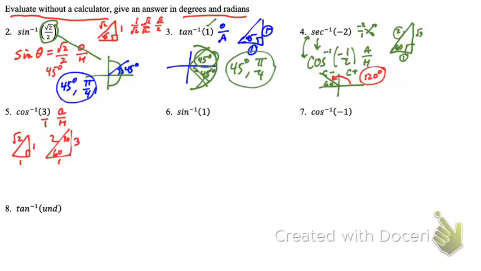Well, the answer is there isn't one. There's no combination here that will give me 3 over 1. So the answer to this is no solution. Undefined. Okay. Actually, not undefined. It'd be no solution.